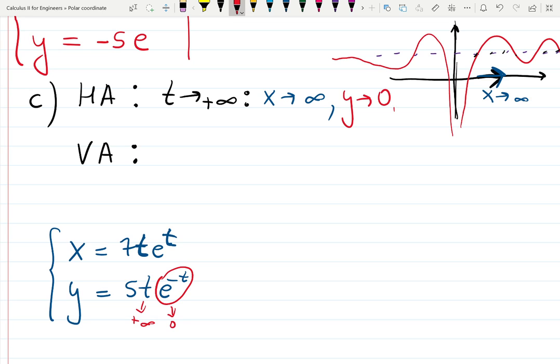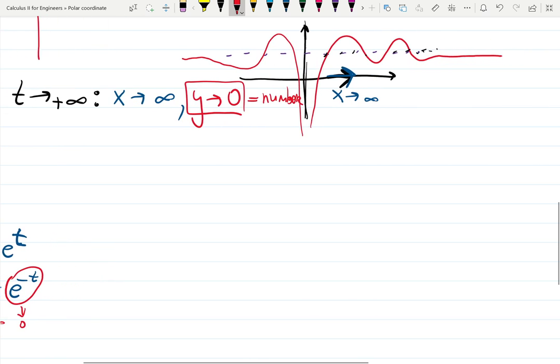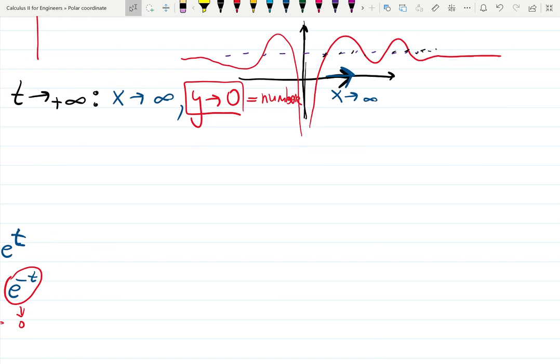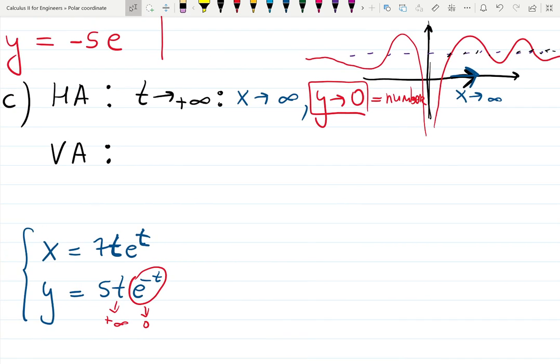Since y goes to 0, the most important is not a number. It's important that 0 is a number. This is a number. So when x blows out to infinity, y shrinks to some kind of number. That indicates a horizontal asymptote. So we have horizontal asymptote here.